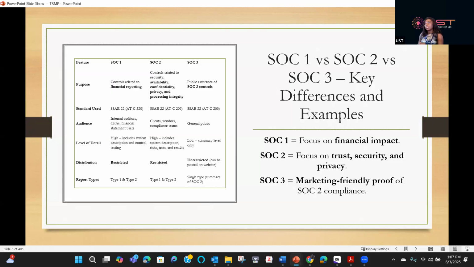What of level of detail? High, of course, because it includes system description and control testing pertaining to financial purposes. SOC 2, also high because it includes system description, risk tests, as well as results. While SOC 3 is low, because it's just a summary. It doesn't contain any sensitive or detailed information.